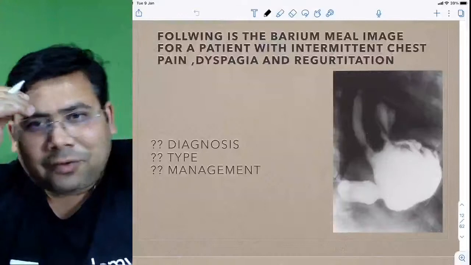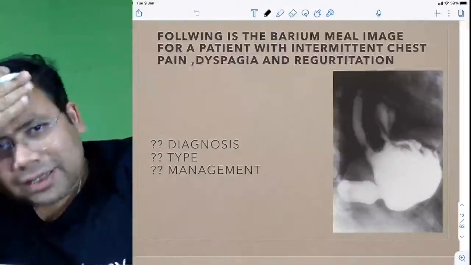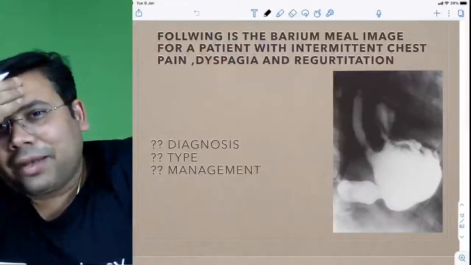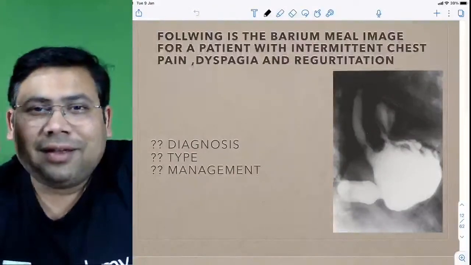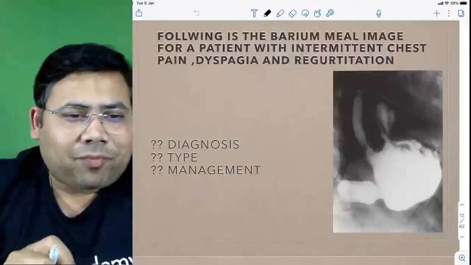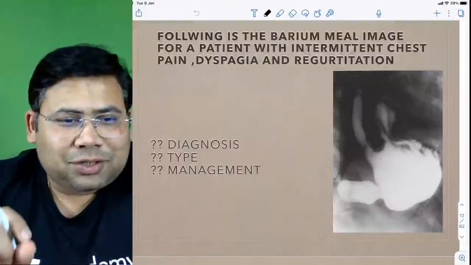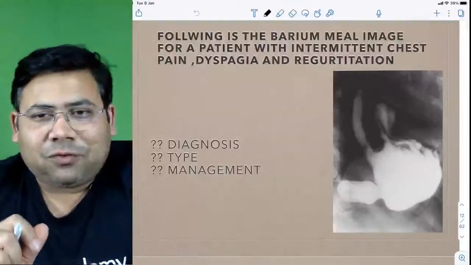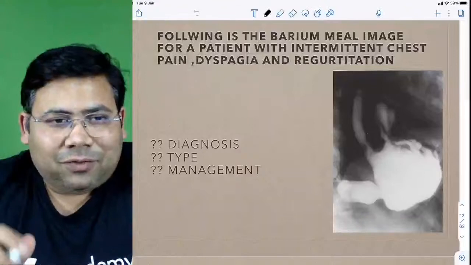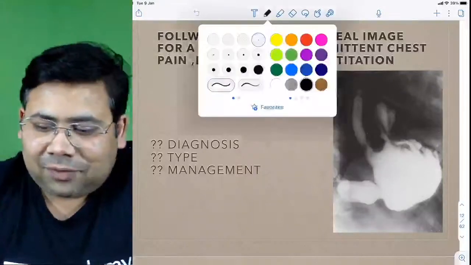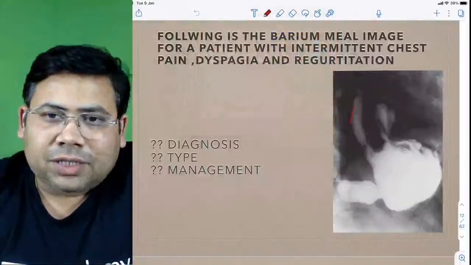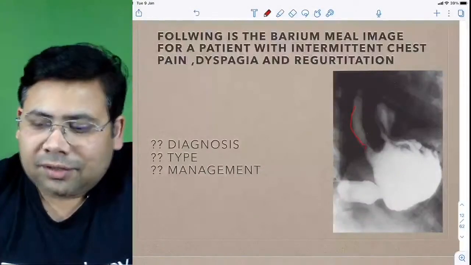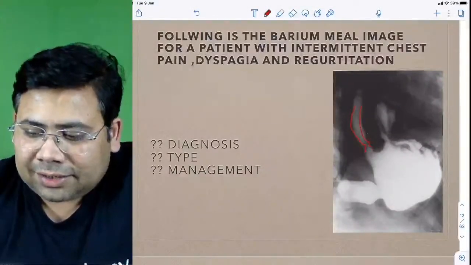Volvulus, gastric volvulus. Okay. The following is the barium meal image for a patient with intermittent chest pain, dysphagia and regurgitation. Look, Kush, I will tell you why it is not a volvulus. Try to understand. I will explain it to you. But see, can you trace everything? The things are like this.